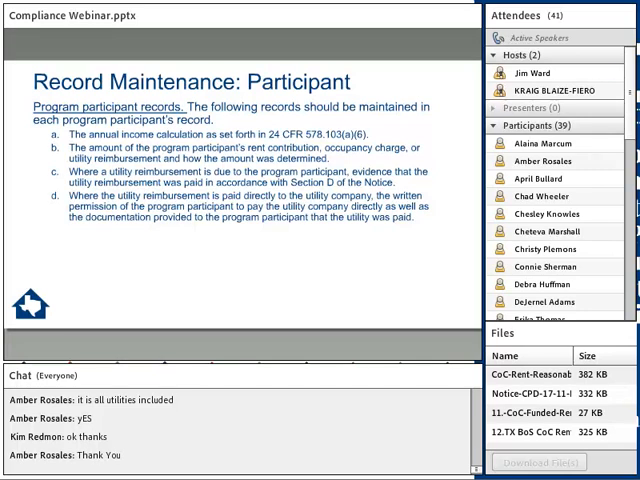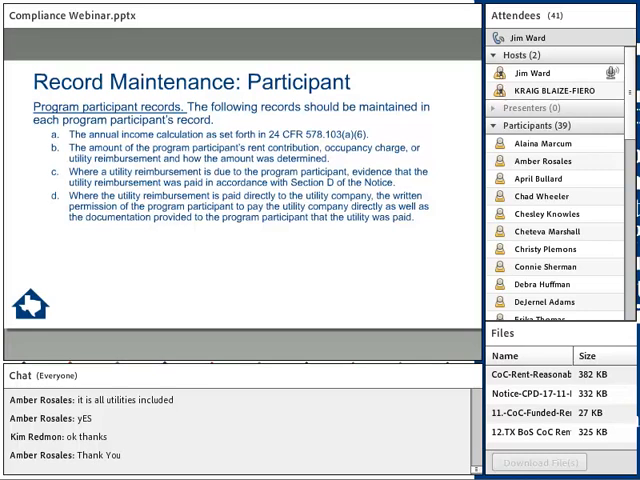The other is the amount of the participant's rent portion, or the rent contribution. That's on the actual income calculation, right? Where a utility reimbursement is due to the program participant, evidence that the utility reimbursement was paid in accordance with Section D of the notice, which is essentially, right, like that tracking sheet. Again, it doesn't say exactly what they want you to do, except for provide them with evidence that you paid that reimbursement to the participant. Again, I would highly encourage some type of tracking.